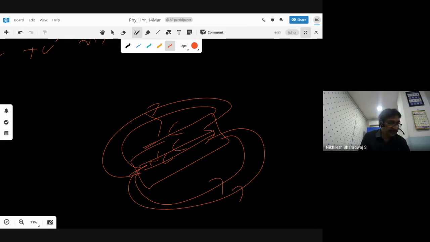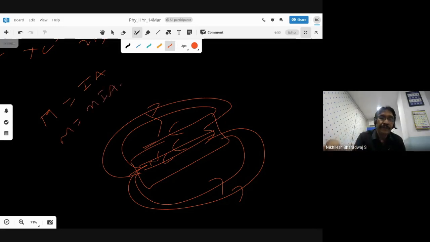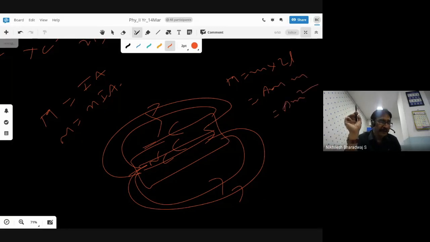Next, what are the units of magnetic moment and magnetic induction? Magnetic moment M is equal to I into A. For N turns, M is equal to NIA. You can say that M into 2L also, where M is the pole strength, ampere meter into meter. It becomes ampere meter square. You have to write ampere meter square is the unit of magnetic moment.